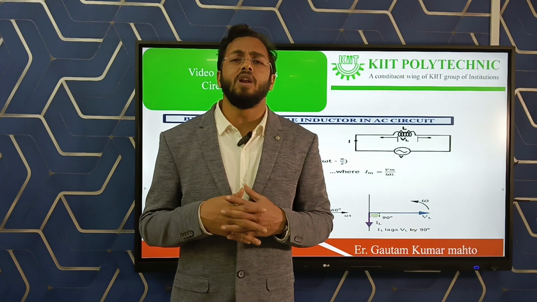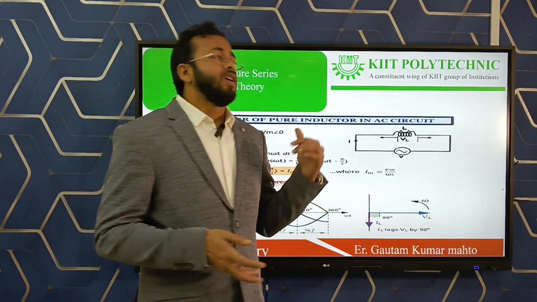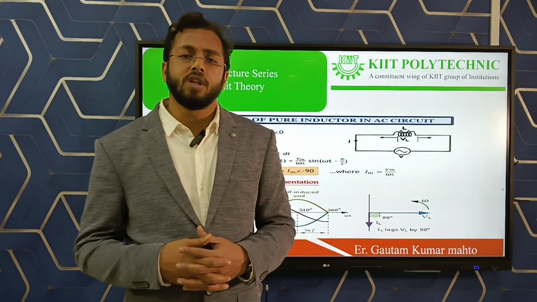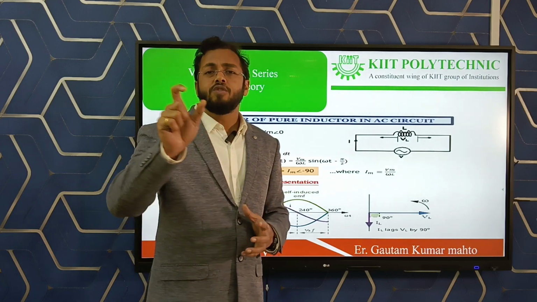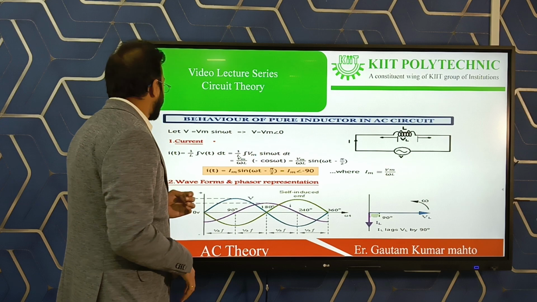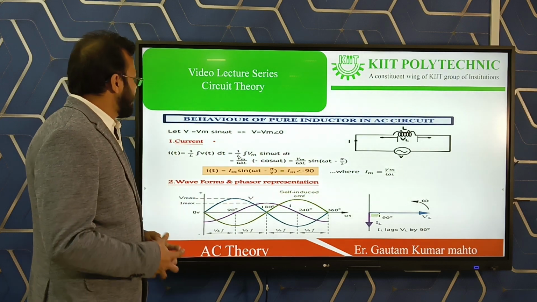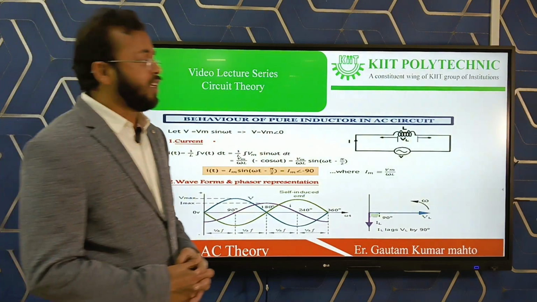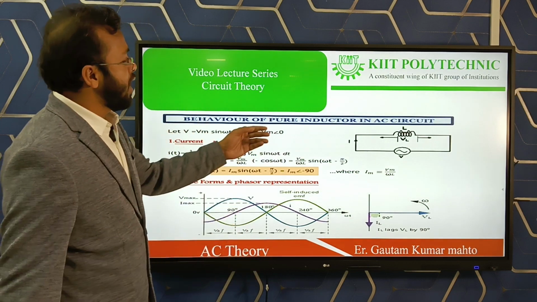That is the power factor value for the AC waveform in a pure resistive circuit, and it is a factor which we are using to calculate the power. That's why it is named power factor. So here V is equal to Vm sin omega t in the AC circuit.